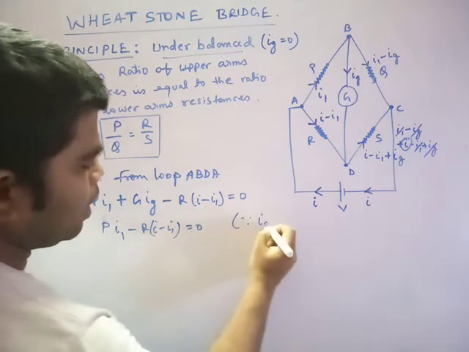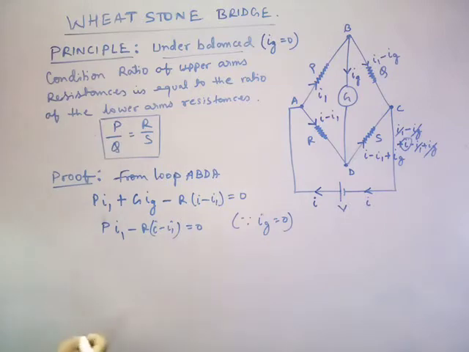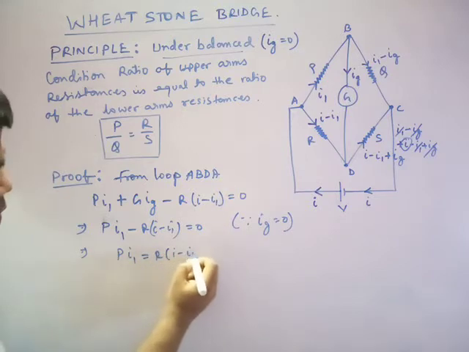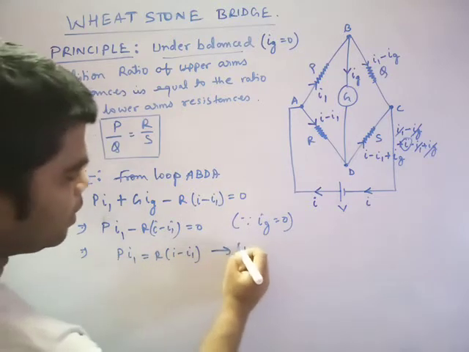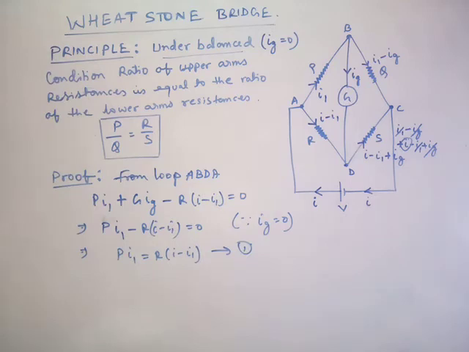The reason is that Ig is 0. In the next step, P into I1 is equal to R into I minus I1. So let me write this as equation number 1. Is it clear? Yes. Now the next, from another loop.